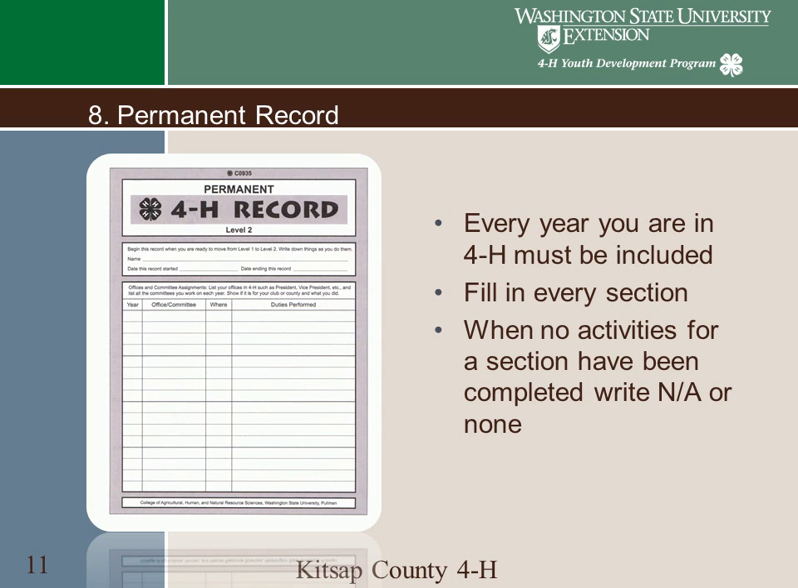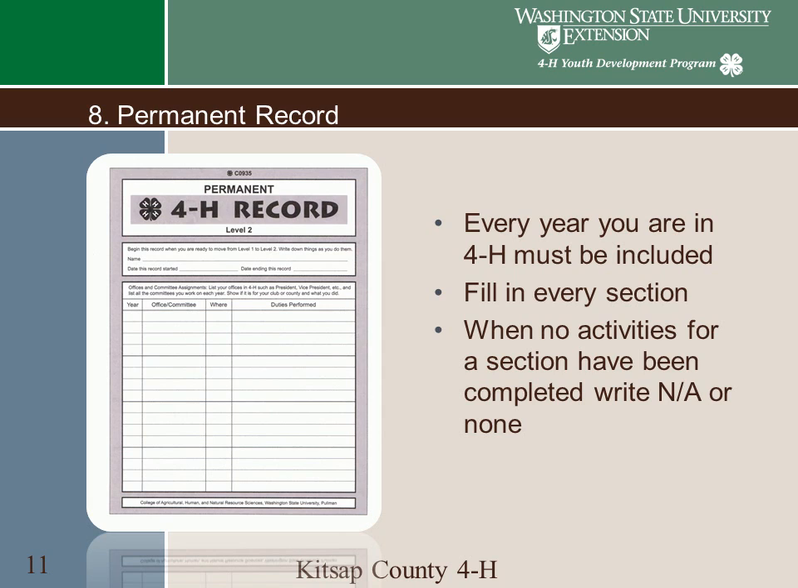Your permanent record. This is the document that you begin when you start your 4-H career and you add to every single year that you are involved in 4-H. So you would use a level 1 record, permanent record book for grades 3 and 4. Then you would start over with a level 2 record book when you get to grade 5.